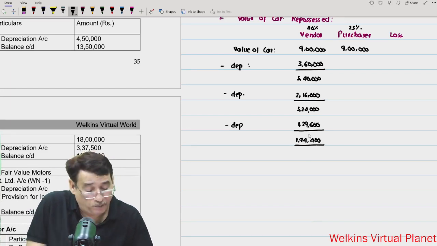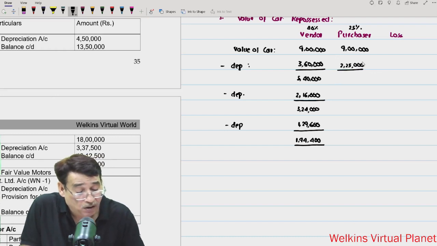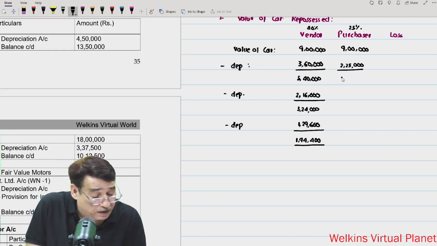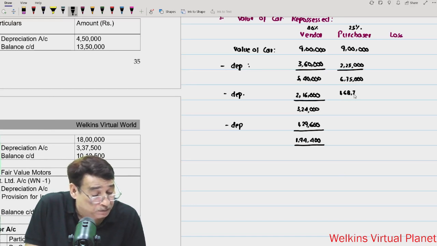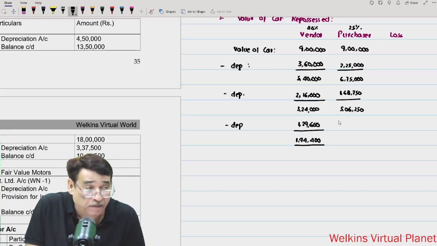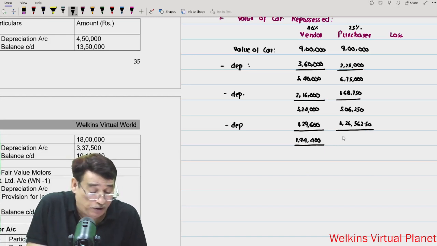Now what was the value from the point of view of purchaser? 25% is the depreciation. 2,25,000 will be the amount of depreciation, if I am not wrong, correct? Then we will get 6,75,000. Again, 25% you write here. 1,68,750, I think. Then you will get 5,06,250. Now 25%, 1,26,562.50. So this is the value in the opinion of purchaser.